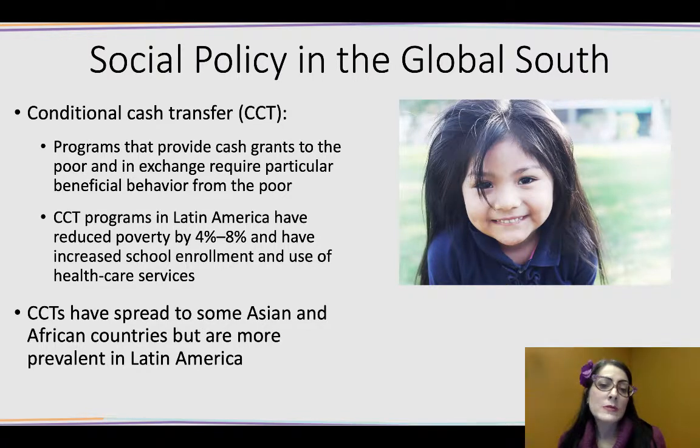These CCT programs in Latin America have reduced poverty by 4 to 8%, and they've increased school enrollment. The CCTs have spread to some Asian and African countries, but they are most prevalent in Latin America.